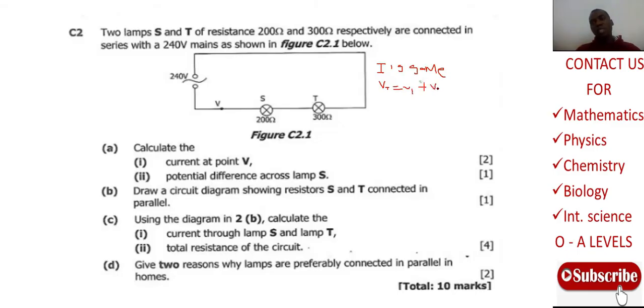Now, this simply means that voltage is not the same, meaning the voltage in here is different from the voltage in here. That's what it means. So to find this total voltage, we need to add the voltage in here plus the voltage in here. Then we are going to know the total voltage. But the current is the same.